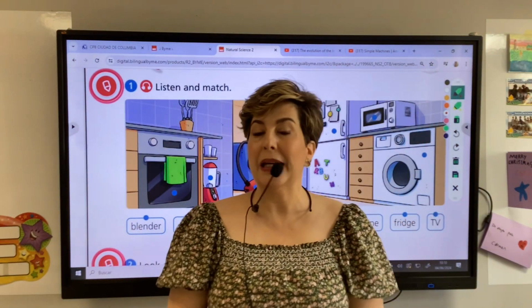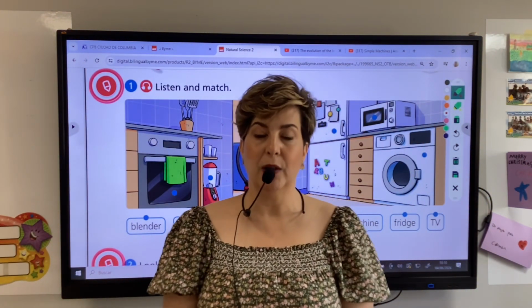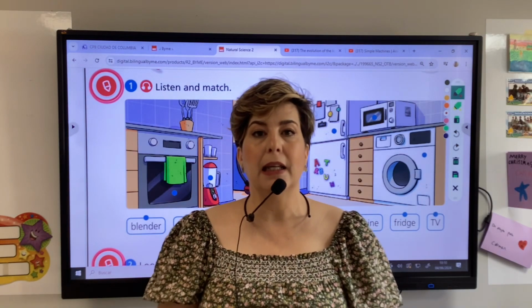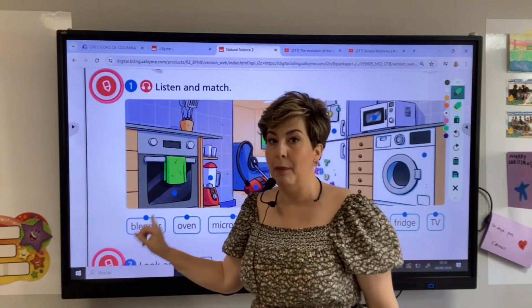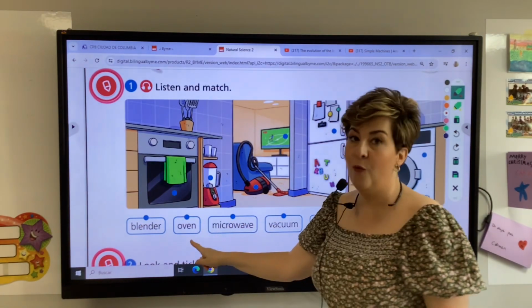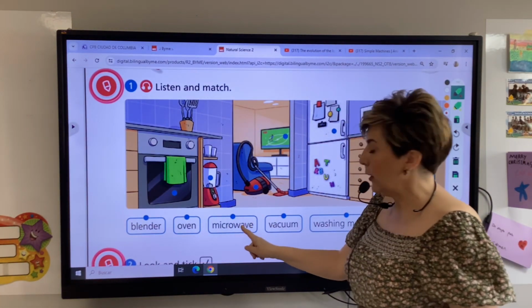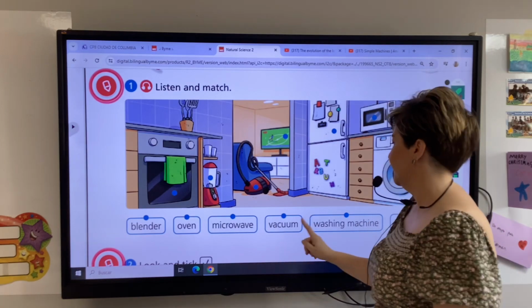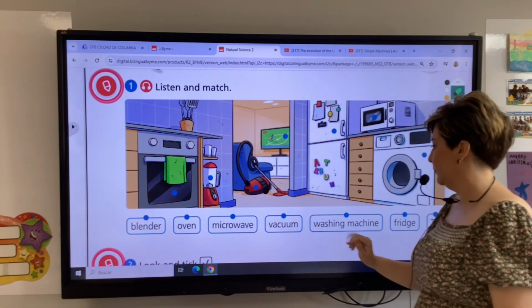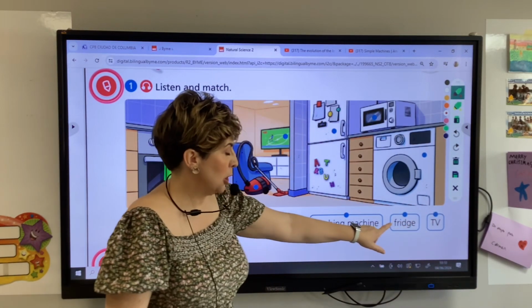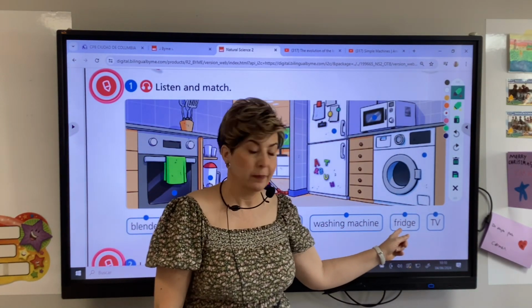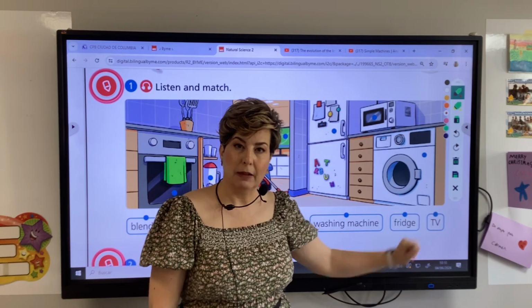Let's see some examples of machines that we use in our everyday life and that you have to remember. Let's see, we've got a blender, an oven, microwave, vacuum, washing machine, and the last two ones, fridge and TV.